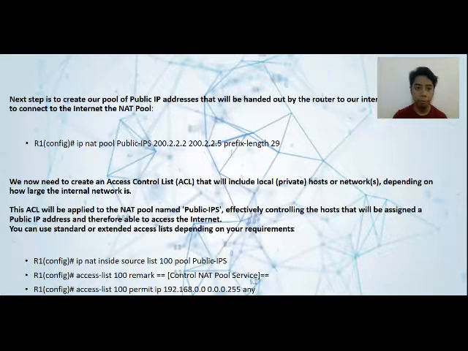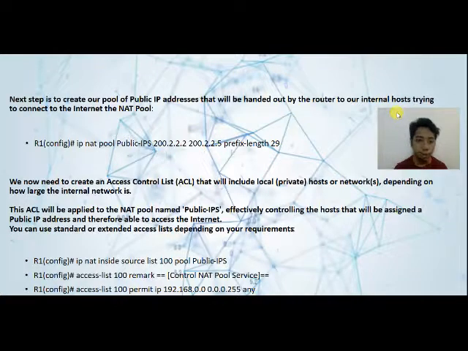The next step is to create our pool of public IP addresses that will be handed out by the router to our internal hosts trying to connect to the internet. So the command will be ip nat pool public-IPS 200.2.2.2 200.2.2.5 prefix-length 29.